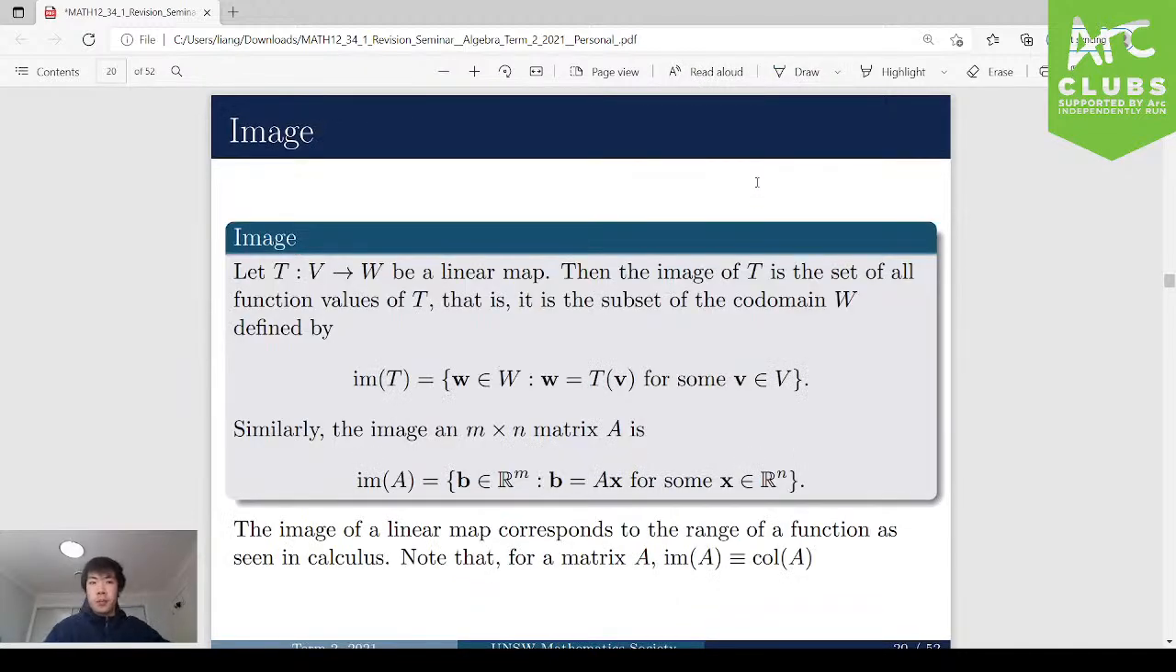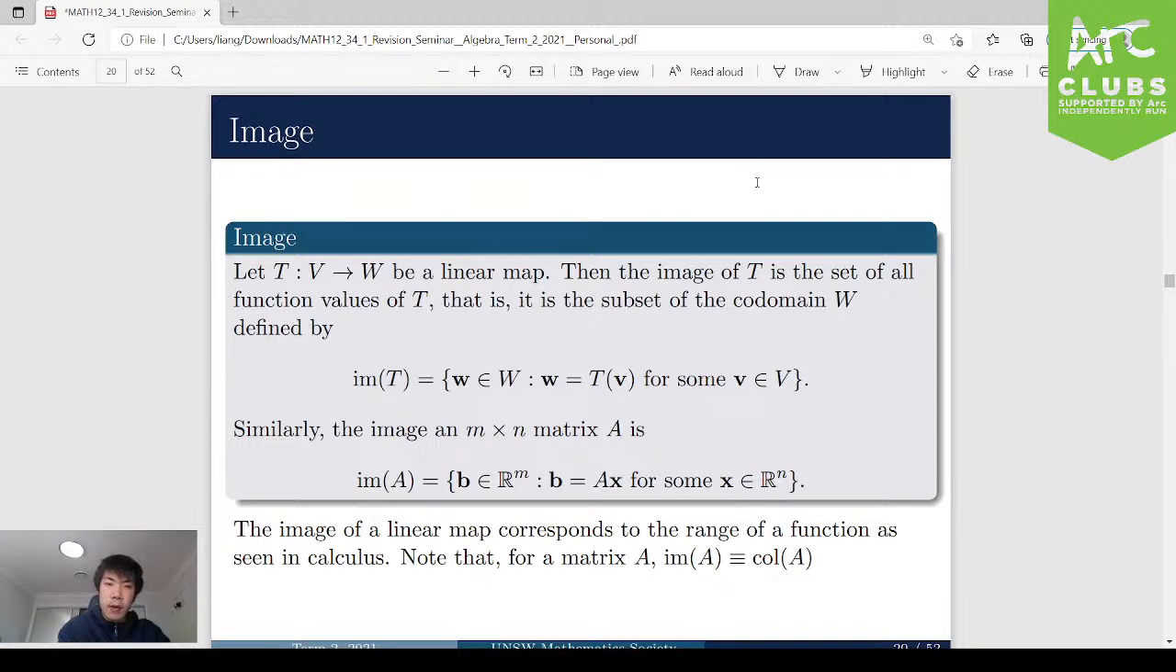The next thing is image. Let T be the mapping from V to W, and it's linear. Then the image of T is the set of all function values of T. So in a sense, you can think of it as being opposite to your kernel. Your kernel is anything in the domain that sends you to the 0 vector in the codomain. The image is basically anything you can possibly get out of plugging into your transformation, right?